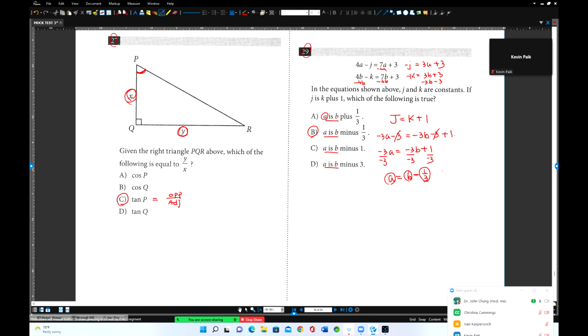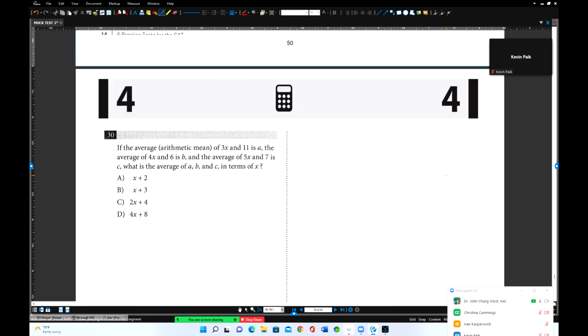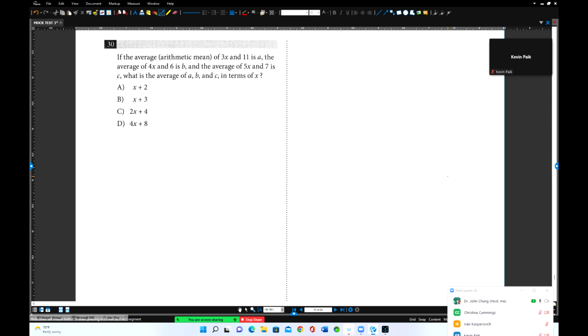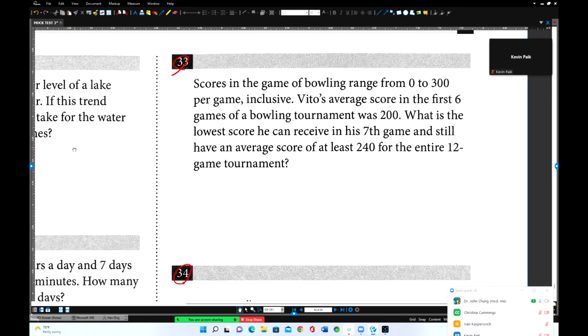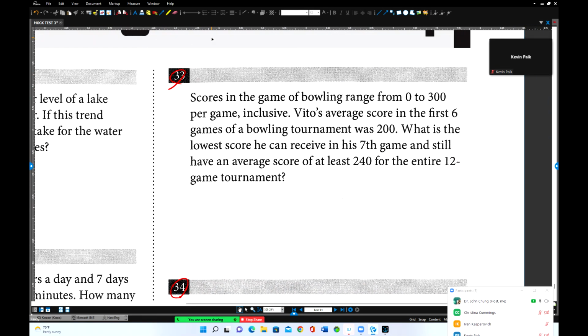That is number 29. Now the next one is number 33. Which is number 33? This is number 33. Okay, much better. Scores in a game of bowling range. Yeah, bowling is 0 to 300, right? Perfect game is 300. Okay. Yeah, I remember this one. Playing bowling a long time ago.